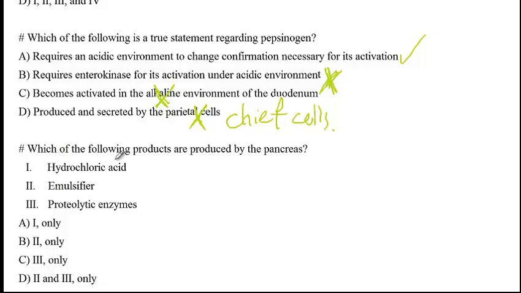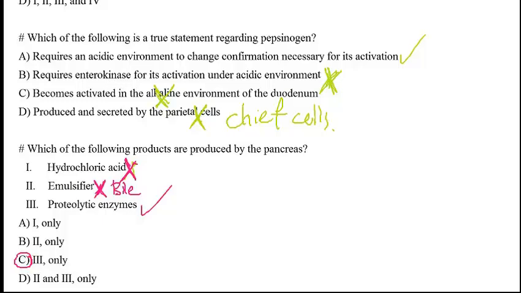Then the next question is, which of the following products are being produced by the pancreas? Hydrochloric acid, no. That is being produced by the parietal cells. Emulsifier, again, no. That is being produced by the liver and released by the gallbladder. So the bile here we are talking about. Proteolytic enzymes, yes, like chymotrypsin and trypsin. These are all examples of proteolytic enzymes. So the correct answer is choice C.